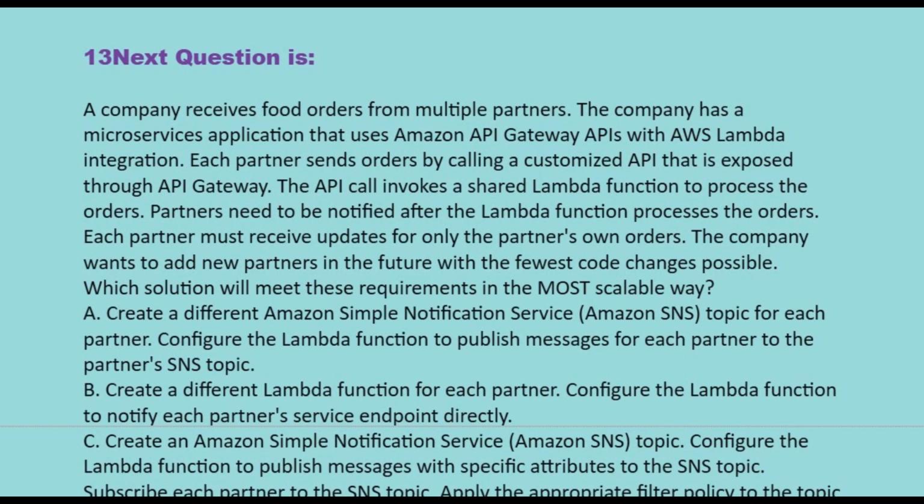Option A. Create a different Amazon Simple Notification Service (Amazon SNS) topic for each partner. Configure the Lambda function to publish messages for each partner to the partner's SNS topic. Option B. Create a different Lambda function for each partner. Configure the Lambda function to notify each partner's service endpoint directly.